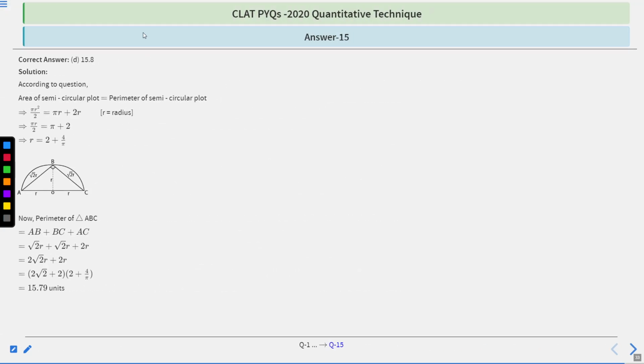Let's see. The correct option is D, 15.8. Let's see how. According to the question, the area of the semicircular plot is equal to the perimeter of the semicircular plot, which gives you R equal to 2 plus 4 by pi. Now the perimeter of the triangle, you all know, is AB plus BC plus AC. This gives you root 2R plus root 2R plus 2R, which is 2 times root 2R plus 2R. This gives you 2 times root 2 plus 2, times R. R value is 2 plus 4 by pi, and after simplification this gives you 15.79 units.